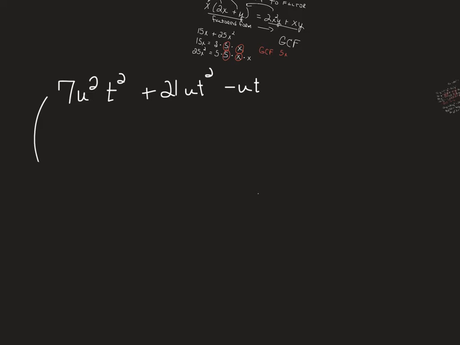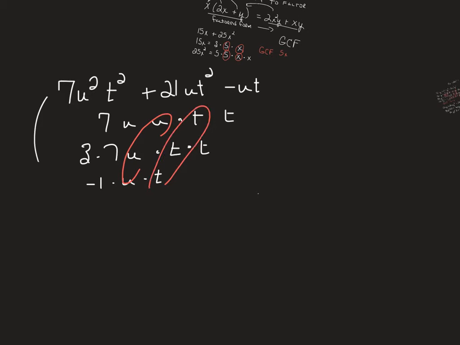Okay, let's look at this trinomial. If we go ahead and factor each term, we're going to have 7 times u times u times t times t. And then we'll have 3 times 7 times u times t times t. And then we'll have a negative 1 times u times t. And we can see that the only thing that's common to all three is a u and a t. So our greatest common factor is ut.